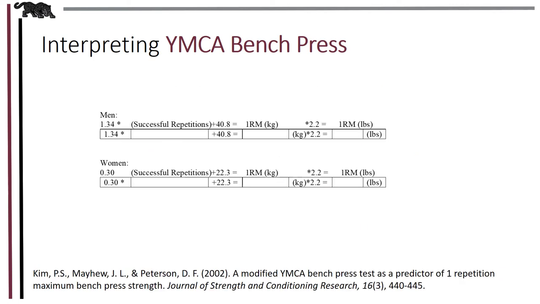What we have here, these are prediction equations to estimate what your 1RM would be. For example, if my 22-year-old client from the previous slide did 31 reps, I'd want to multiply that by 1.34, then add 40.8. That would give me 82.34 kgs, and if I want to convert that to pounds, just multiply by 2.2, since we know they're about 2.2 pounds in every kilogram. That gives me 181 pounds.